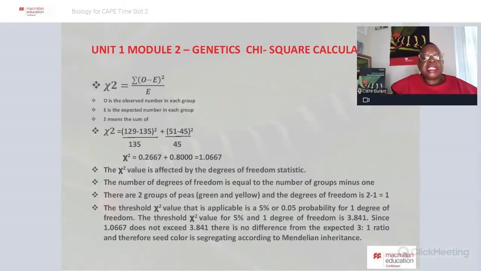So we know that the seed color is segregating according to Mendelian inheritance. Now, we are dealing with peas here, so a 5% probability is okay. That's the normal thing. But if we were dealing with a pharmacology experiment where we were looking at a drug or something dealing with health, then in those particular instances, instead of 5%, we reduce it to 1% to make it more stringent, to make sure that we do not come up with something saying that an activity is happening by chance when it is not.